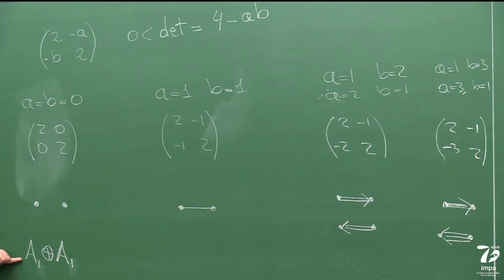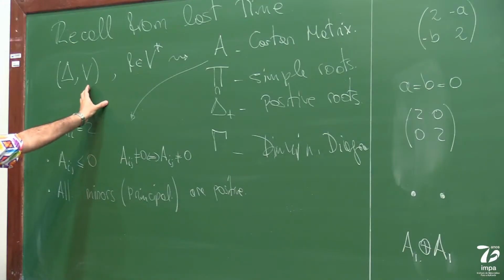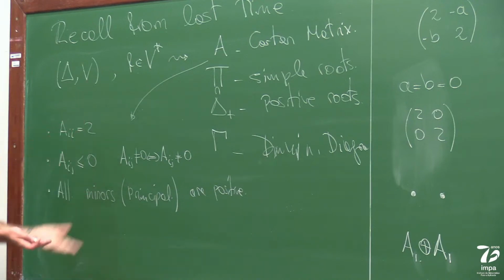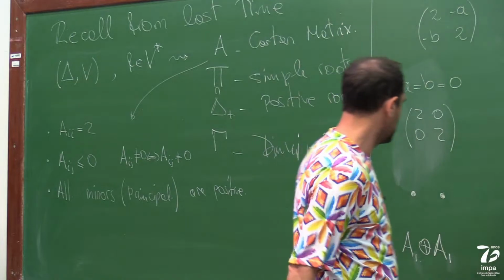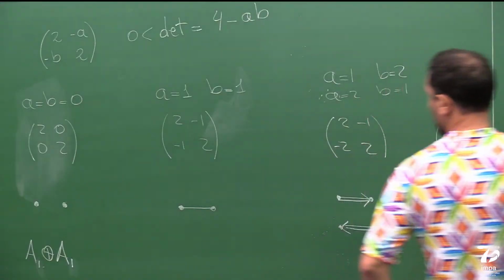So how does this look? I mean, these are all 2 by 2 matrices. And remember that the set of simple roots was a basis for this vector space. So this vector space is a real 2-dimensional vector space. I should be able to draw it. Okay. So let's draw this set of 4 root systems. So the first one is A1 plus A1.